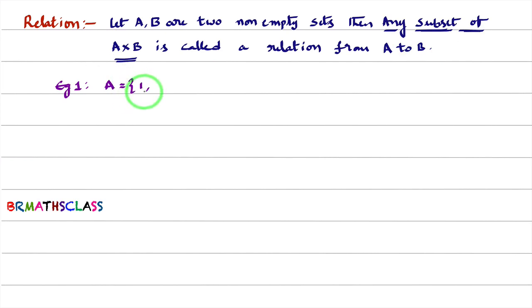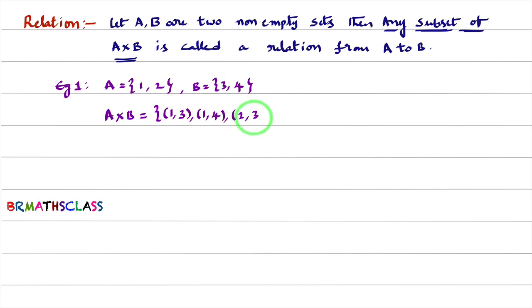I'll consider two sets A, B like this. Set A is {1, 2} and set B is {3, 4}. What is a relation? Any subset of A cross B. So to understand that, first I'll calculate A cross B. You take the element 1 and pair it with all the elements of the second set: the ordered pair (1, 3), the ordered pair (1, 4). Now take the second element and pair it with all the elements of the second set. Then you get the ordered pairs (2, 3) and (2, 4). So this is A cross B.